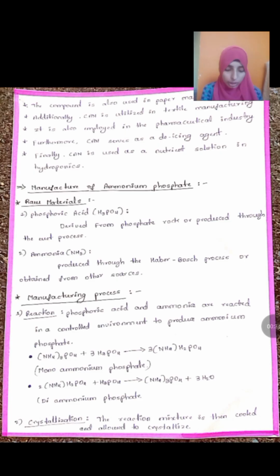Ammonia is produced through the Haber-Bosch process or obtained from other sources. Next we are discussing the manufacturing process. Reaction: phosphoric acid and ammonia are reacted in a controlled environment to produce ammonium phosphate.